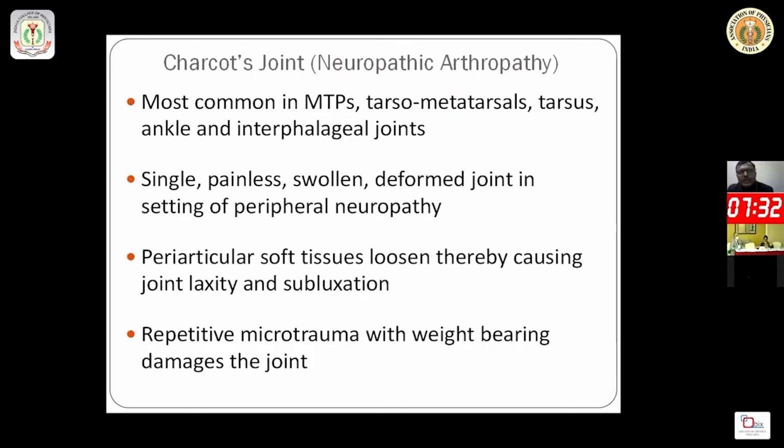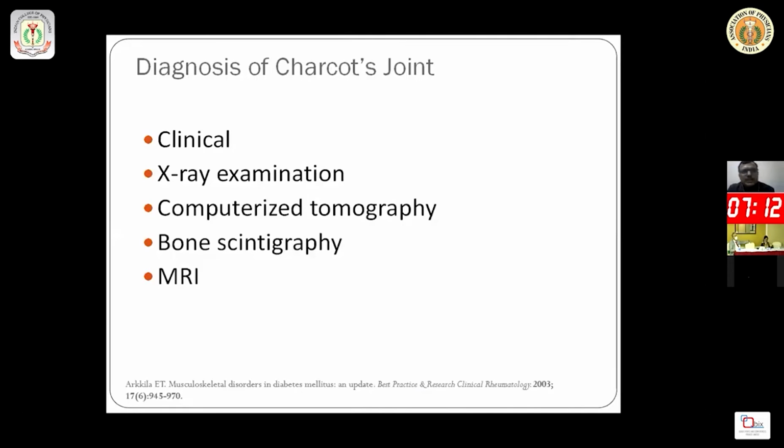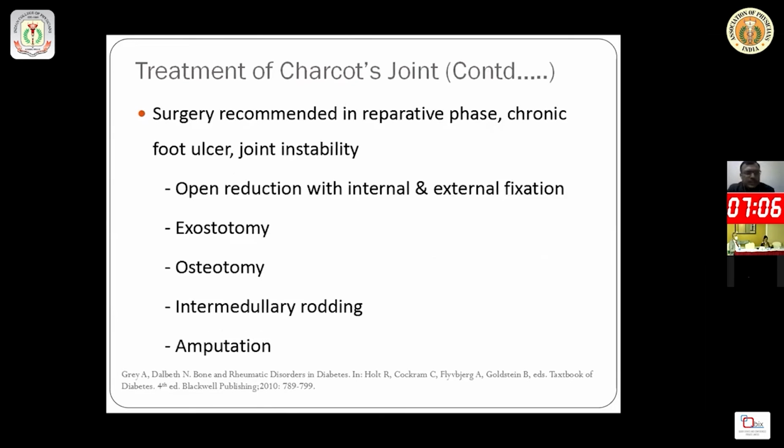A single painless swollen deformed joint in the setting of peripheral neuropathy is a classical description of Charcot's joint. Repeated microtrauma with weight-bearing damages the joint, and that aggravates the joint disorder. These are a few clinical pictures and X-ray features of Charcot's arthropathy. Diagnosis is mainly clinical, then X-ray, CT, and bone scintigraphy. Treatment in the acute phase is immobilization, and in the chronic phase, surgery might be recommended, which might include various procedures according to the discussion of the orthopedician and the surgeon.